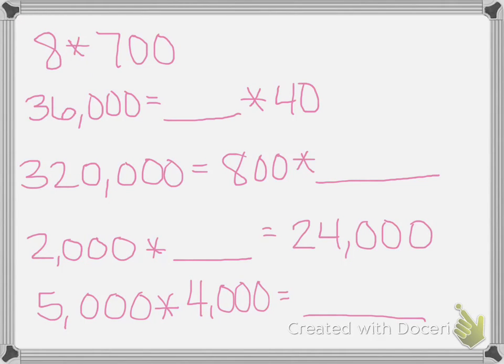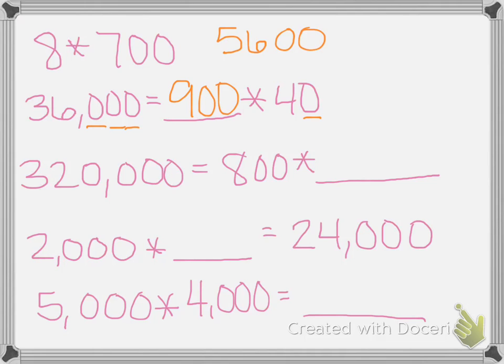Number 2 says solve. So for the first one, I'm going to ignore the zeros. 8 times 7 is 56. Add those zeros back. For the second one, again, I'm going to ignore the 3 zeros. 4 times 9 is 36. And then I have 1, and I have 3 here, which means I need 2 zeros.